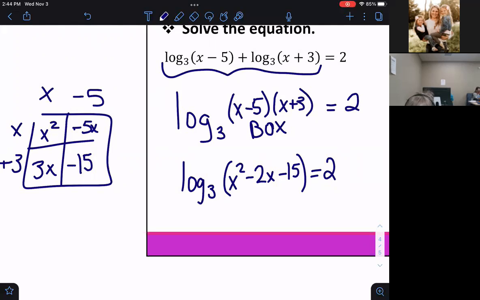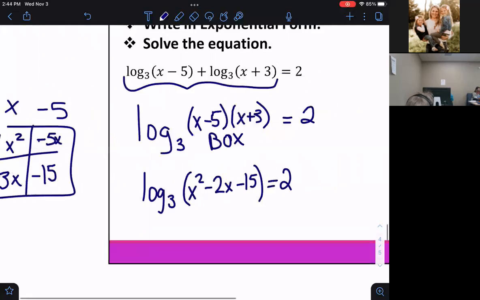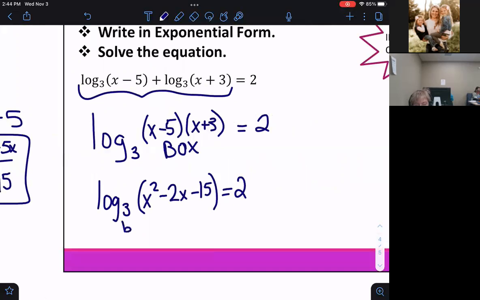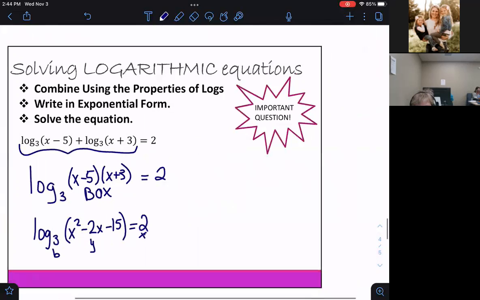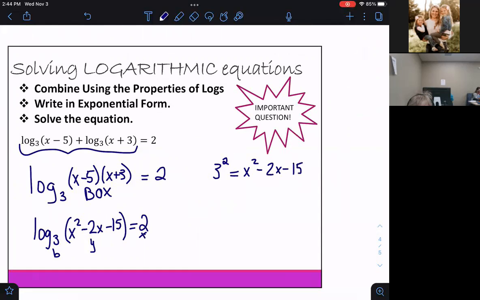So now that we've combined those two sets of parentheses using our box, getting that x squared minus 2x minus 15, we only have 1 logarithm on the left-hand side. So we can identify our parts. So this is b, this is x, this whole set of parentheses is y. So we're going to have 3 squared equals x squared minus 2x minus 15.